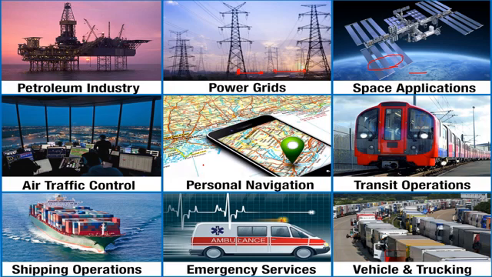In transit operations, like air traffic, it can also be used in transit and shipment operations, emergency services, and vehicle tracking. Nowadays every vehicle has this technology of GPS installed in cars and vehicles, so they can be traced and we can see their positions, where the vehicles are going. So all of these are the applications of GPS.